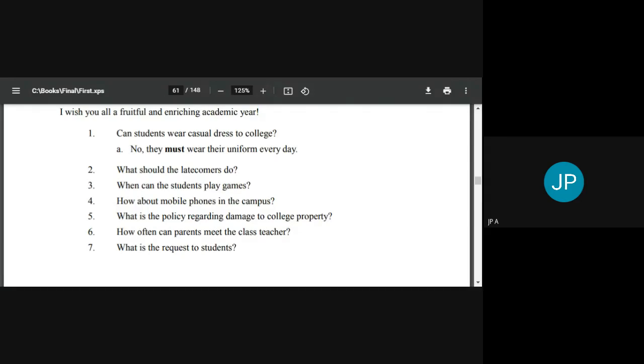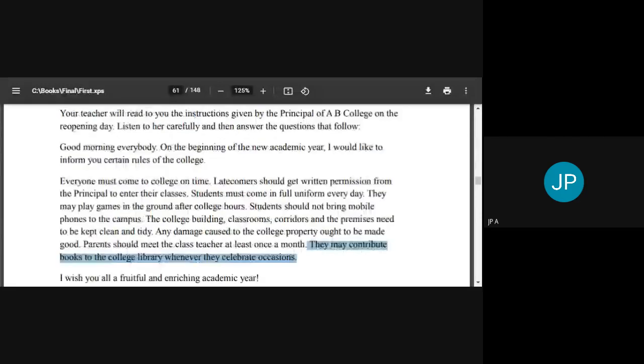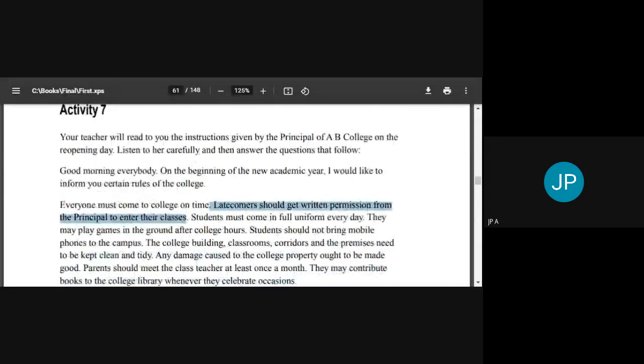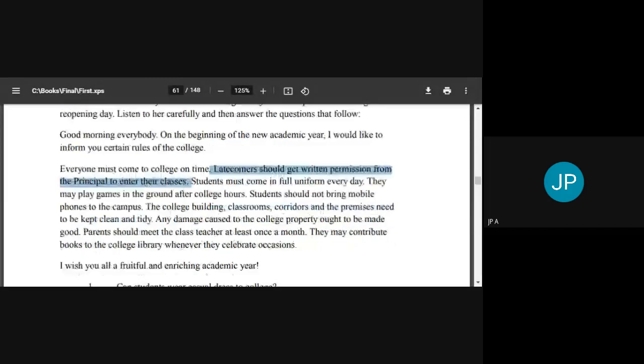So what should the latecomers do? If you look at the sentences, the answer is already there. Very good, Rajalakshmi. They should get written permission from the principal. Yes, Sri Lakshmi, that is right. They should get written permission from the principal to enter their classes.